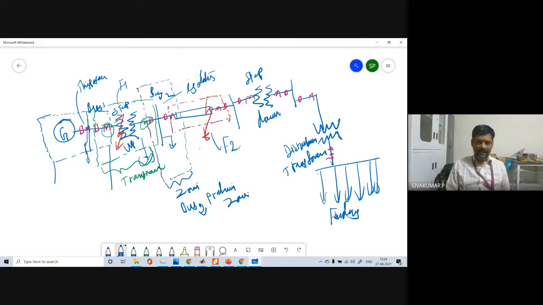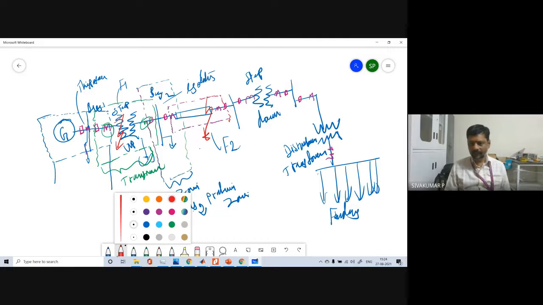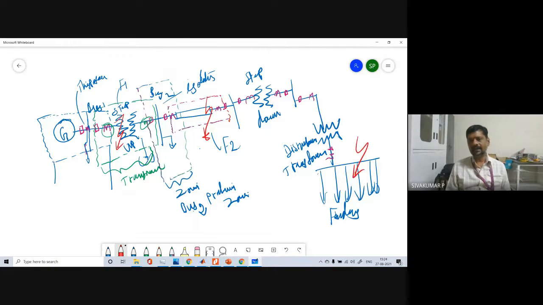If any trouble occurs, the system is immediately protected. Simultaneously, if any fault occurs here in the feeder, our system will respond in this area. At the same time, we are going to take this transformer into account.